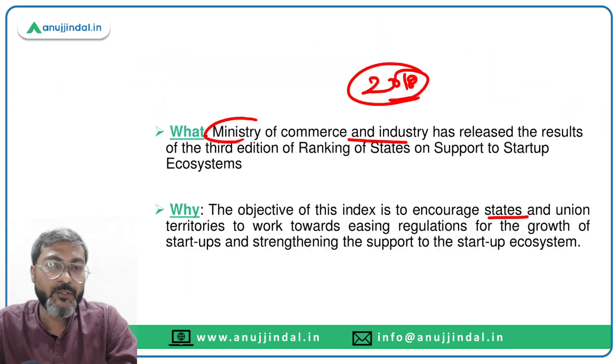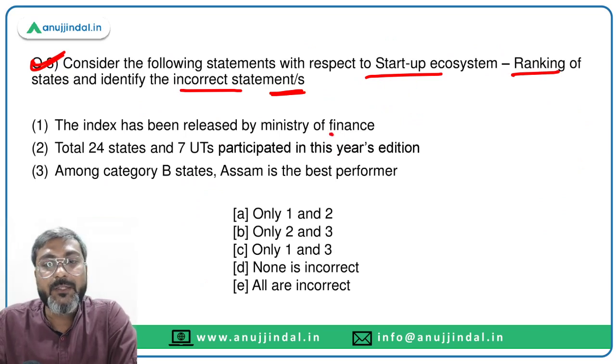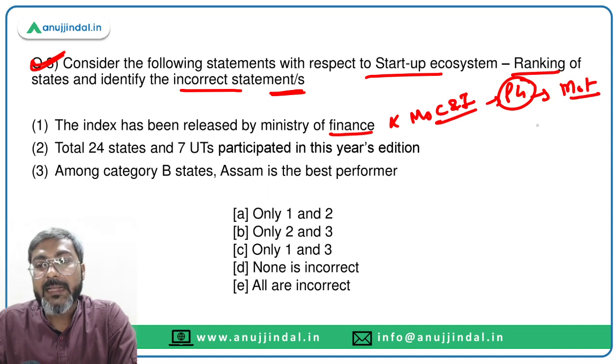And now let's come back to the question. You have to identify the incorrect statement. The index has been released by Ministry of Finance. No, the index has been released by Ministry of Commerce and Industry, headed by Mr. Piyush Goyal. He is also the Minister of Textiles and the Minister of Consumer Affairs, Food and Public Distribution.